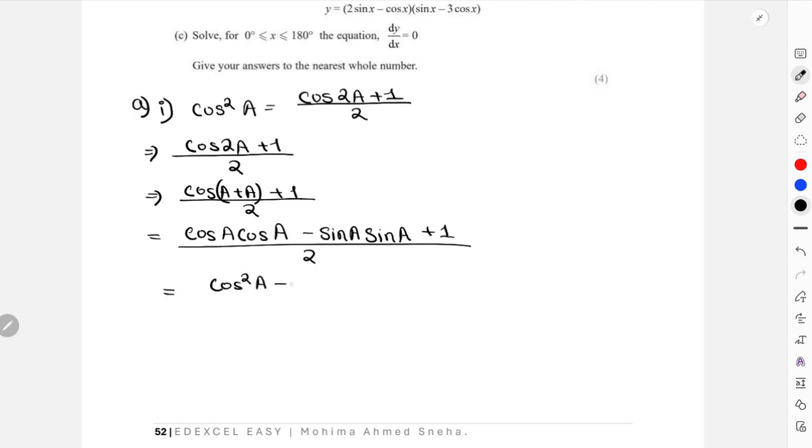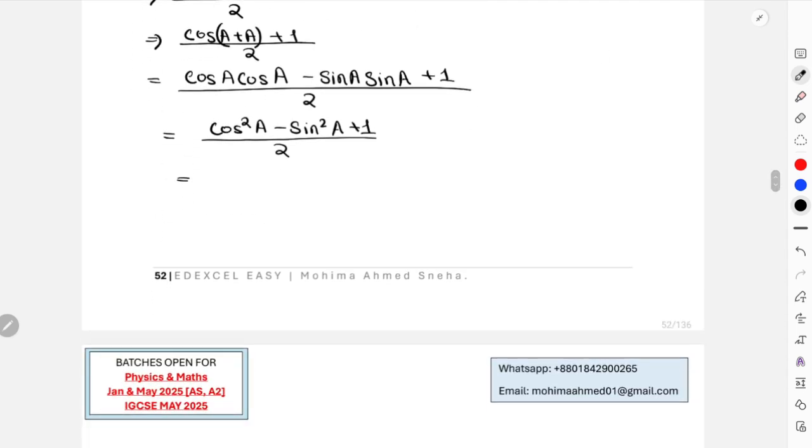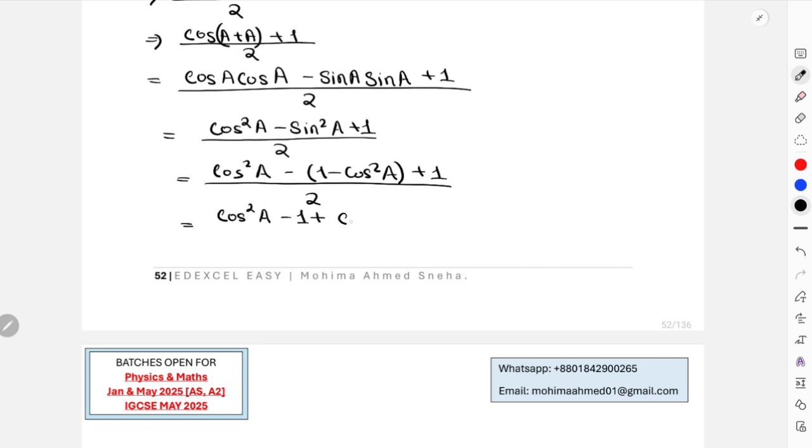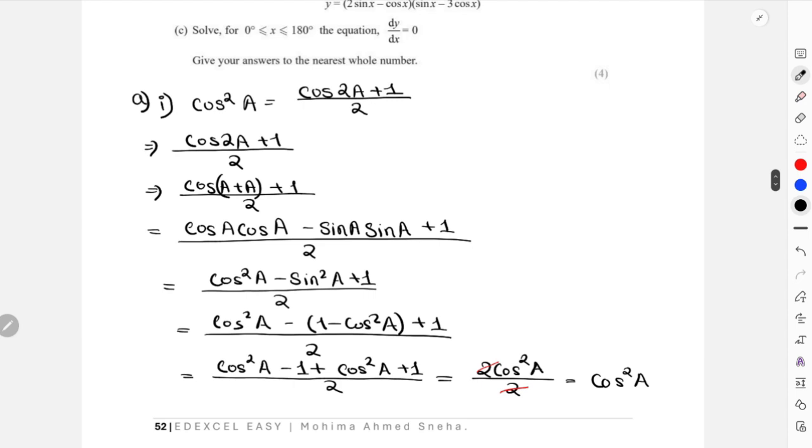Again over here you're going to get cos square a minus sine square a plus 1 over 2. Now I can write sine square a as 1 minus cos square a, so cos square a minus (1 minus cos square a) plus 1 divided by 2. If you remove the brackets, now you have cos square a minus 1 plus cos square a plus 1 divided by 2. So the 1 and 1 get cancelled out. You have 2 cos square a divided by 2. Eventually you just have cos square a, because the 2 gets cancelled out. This is the solution for part A1.